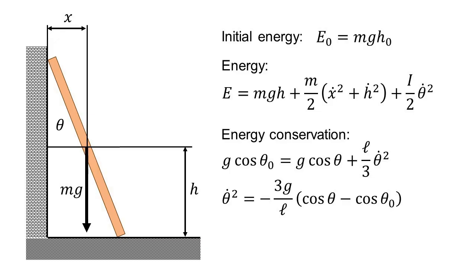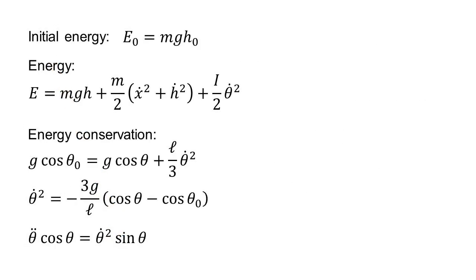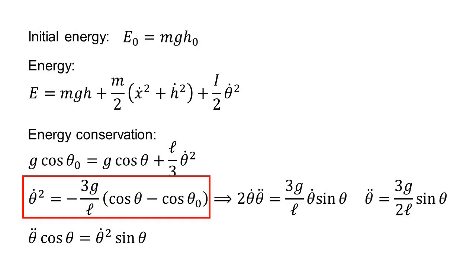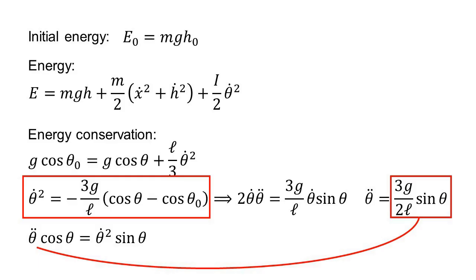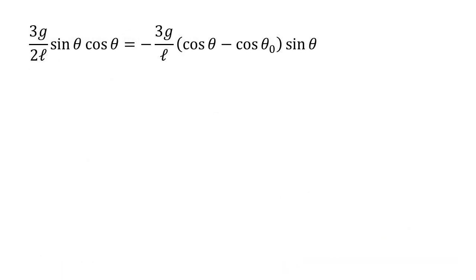All we have to do now is add the condition x double dot equals 0. Or if you recall, theta double dot cosine theta equals theta dot squared sine theta. We can differentiate this equation to obtain theta double dot equals 3g over 2L sine theta. Plugging that into theta double dot over here and inserting this expression for theta dot squared leads to the same result we obtained earlier.